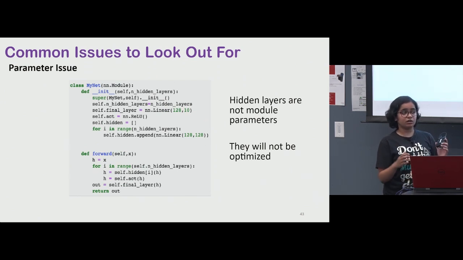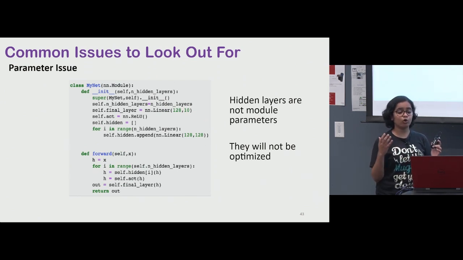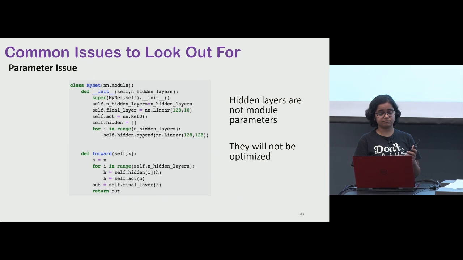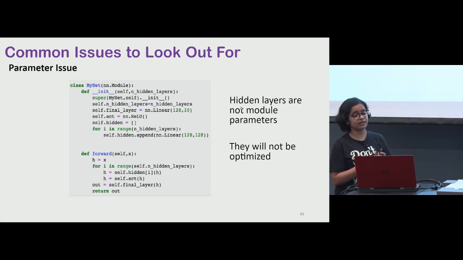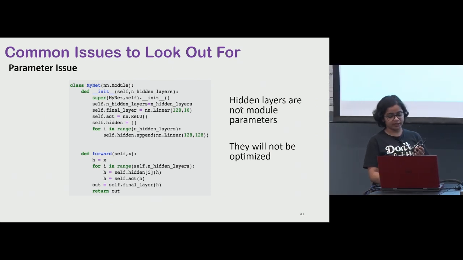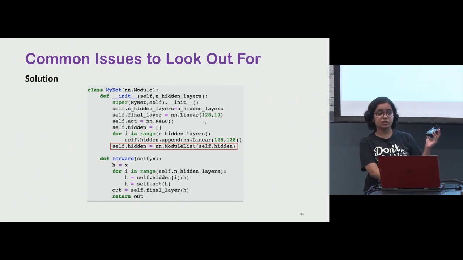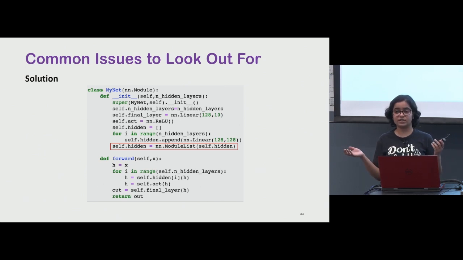So whenever you are doing such an operation, appending modules to a list, make sure that they are a part of the network itself. Like it's mentioned here, the hidden layers are not module parameters. They will not get optimized. So how do you make them a part of the module? By using nn.ModuleList. There are other ways as well, but this is one of them. You could have simply used nn.Sequential as well and unpacked your list. So now your nn.Sequential would have all the linear modules that you'd appended into your list.